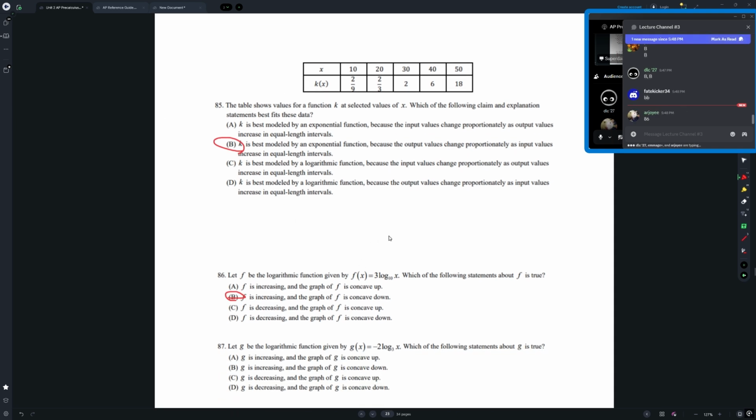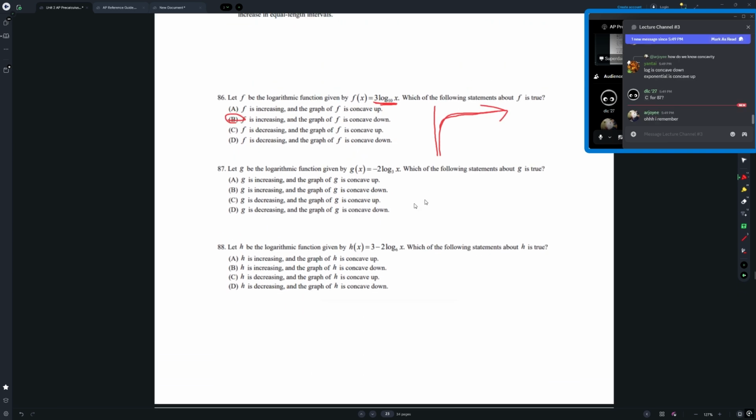86. So the way you do 86 is the normal log graph looks like this. You have an asymptote here, and it looks like this. It's just a ratio, which means you're maybe multiplying it up and down. You're not making it negative, which means it's increasing and the graph is concave down. And now we'll go over 87, 88.